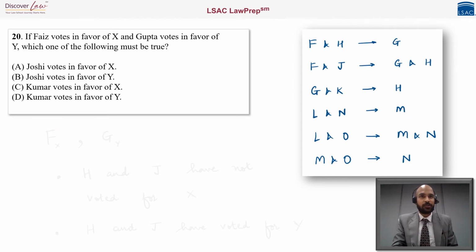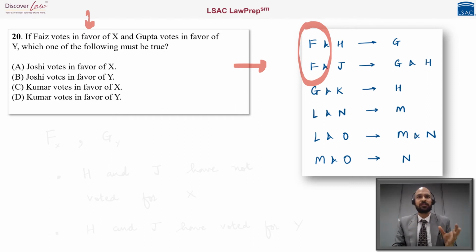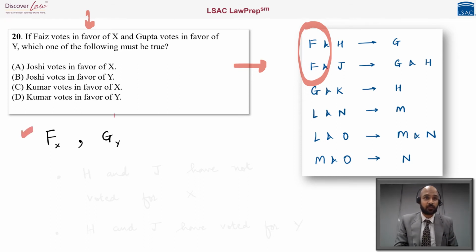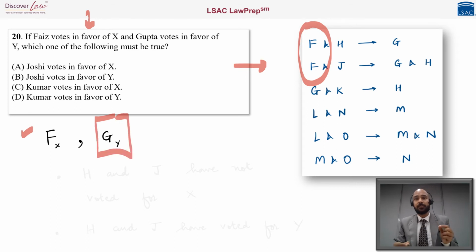Now, when you see that F has voted in favor of X, then when you look at the conditions here, definitely you're going to look at these conditions in particular, because that's where you see F voting in favor of X. Okay, so when you know that F has voted in favor of X but G has not voted in favor of X, because that's what GY means, it definitely means that this has not happened, right?